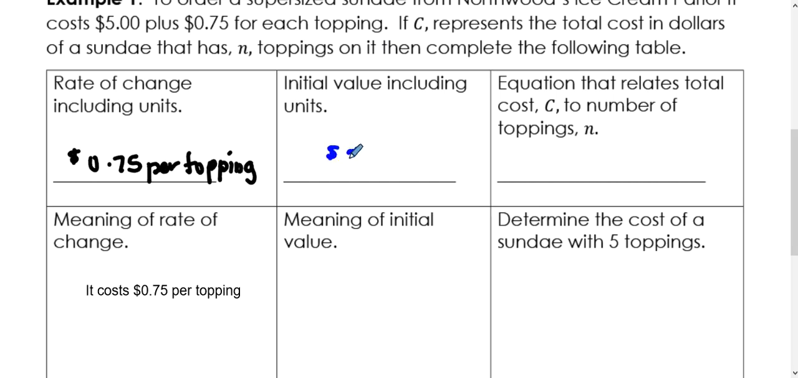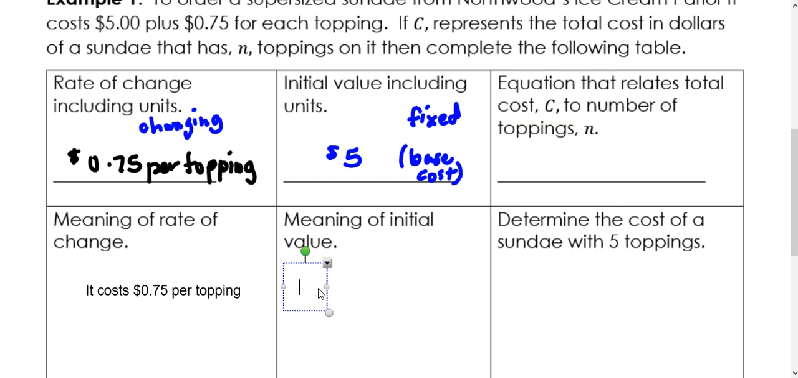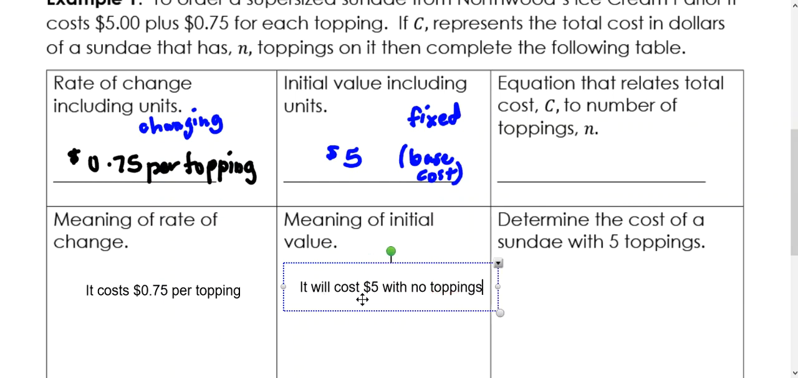my initial value is $5 because that's what I start with. This is my base cost. All right. Or some people would say this is my fixed cost. This is my changing cost here, this side. Okay. So what that means is it will cost $5 with 0 toppings, or no toppings. All right, the idea there is I have no toppings, that's what it looks like.